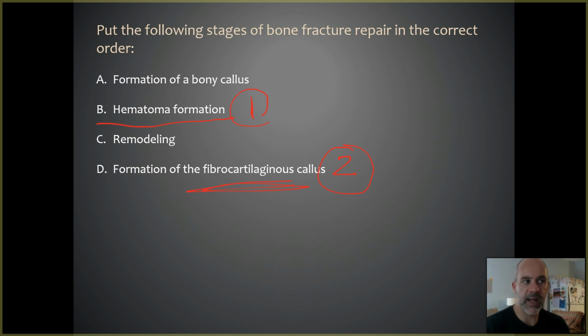Then what's going to happen? Then that fibrocartilaginous callus or soft callus gets converted into a bony callus. So that's number three. And then finally, you've got to reshape or remodel the bone. That's where your osteoclasts really kick in, and make sure that you don't have excess bone that you don't need.